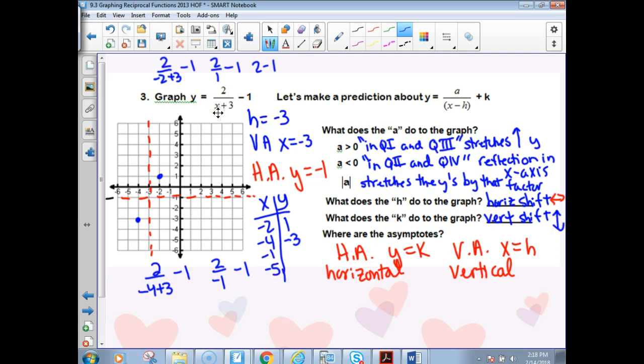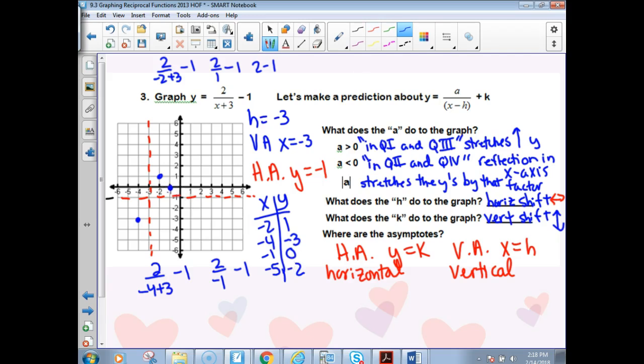Now, in my head, negative 1 plus 3 is 2, 2 divided by 2 is 1, 1 minus 1 is 0. Plug in negative 5, you would have negative 2 in the denominator, 2 divided by negative 2 would be negative 1, and negative 1 minus 1 would be negative 2. All right, let me plot those.